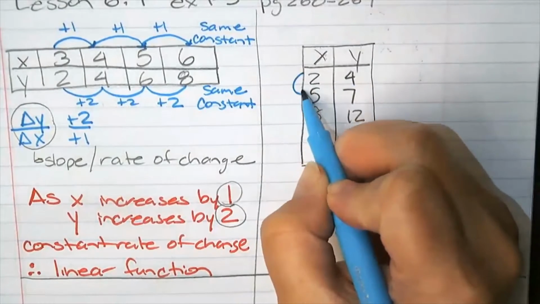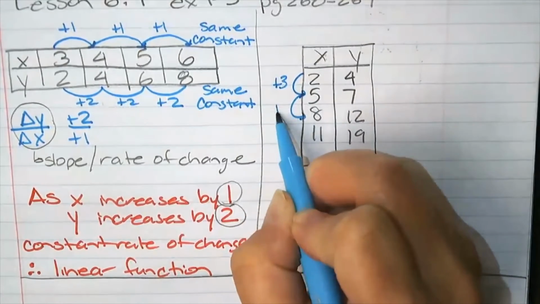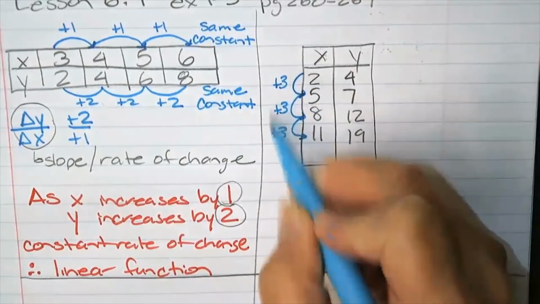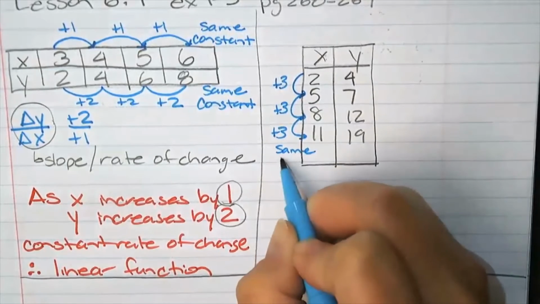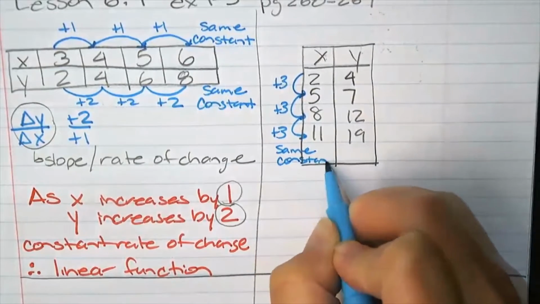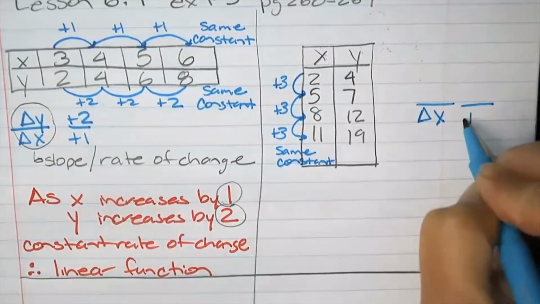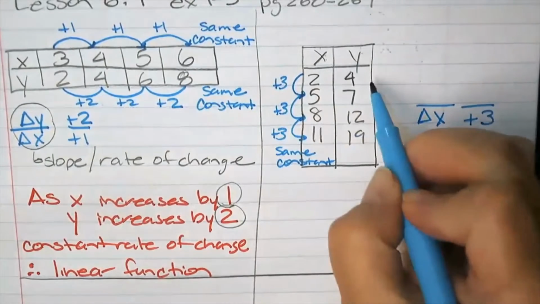So our change in X, +3, +3, +3. So our change in X, they're all +3. They are the same. They are constant. So my change in X is +3. Now let's take a look at our change in Y.